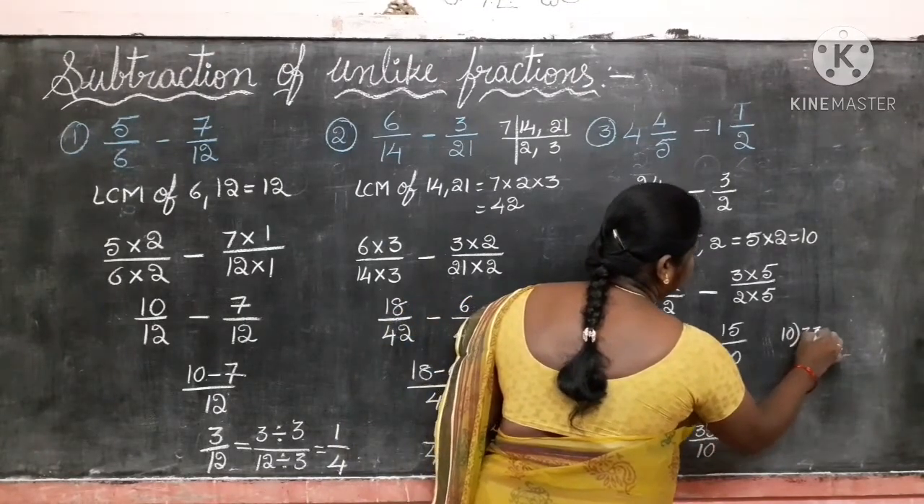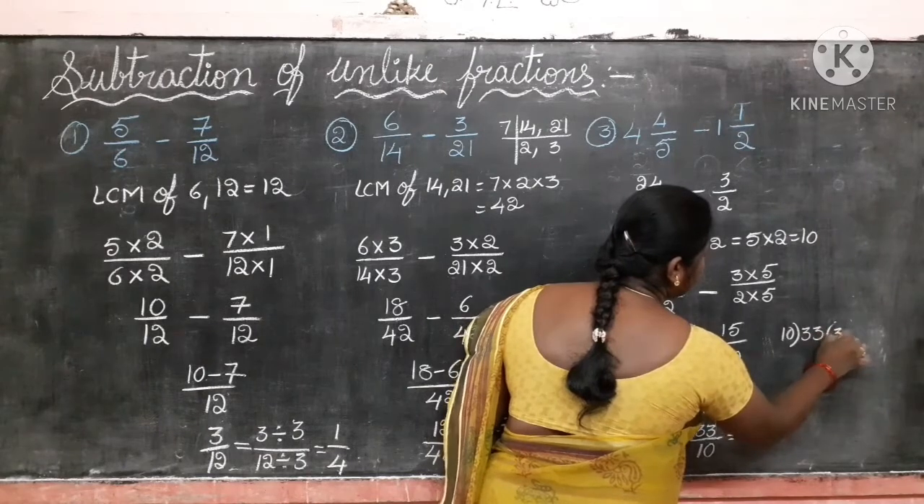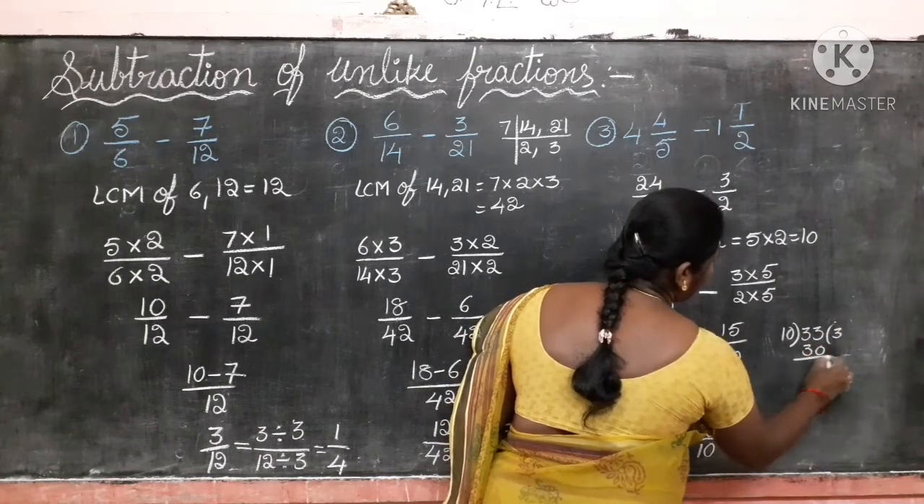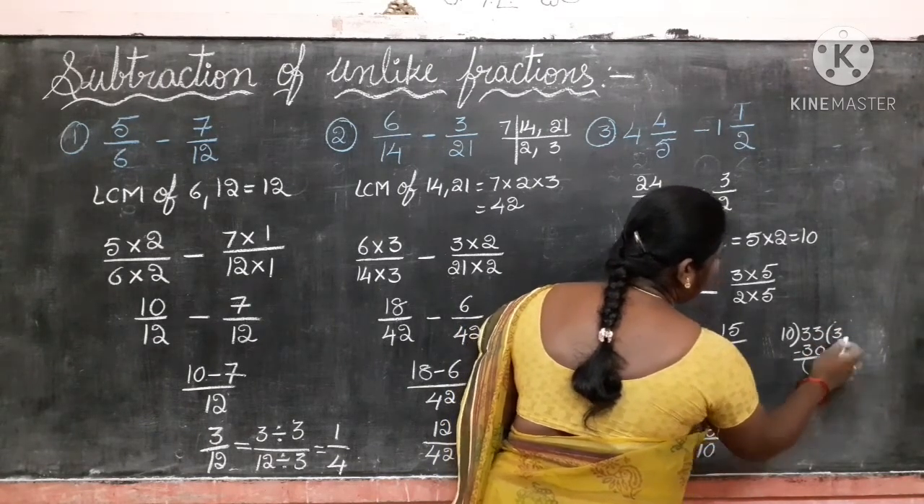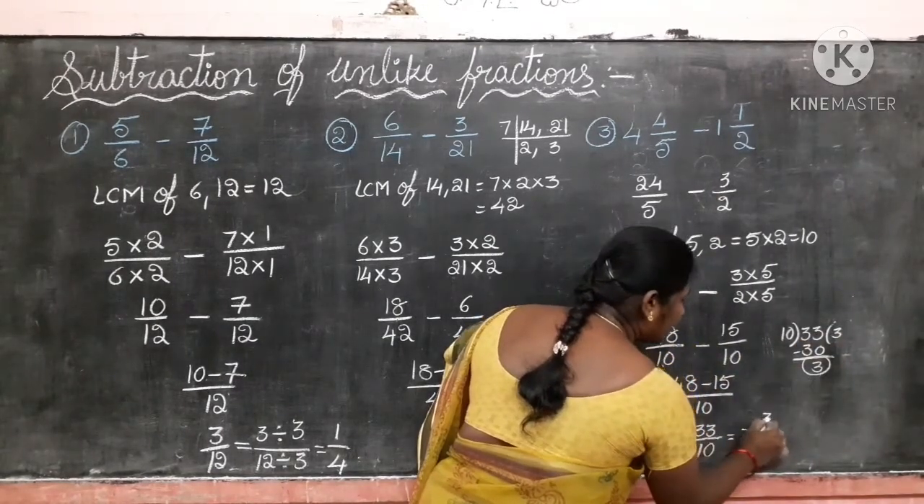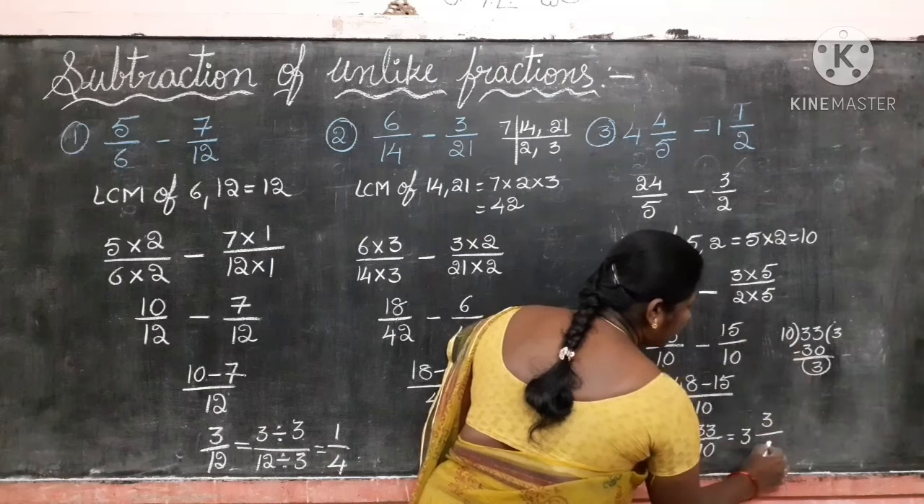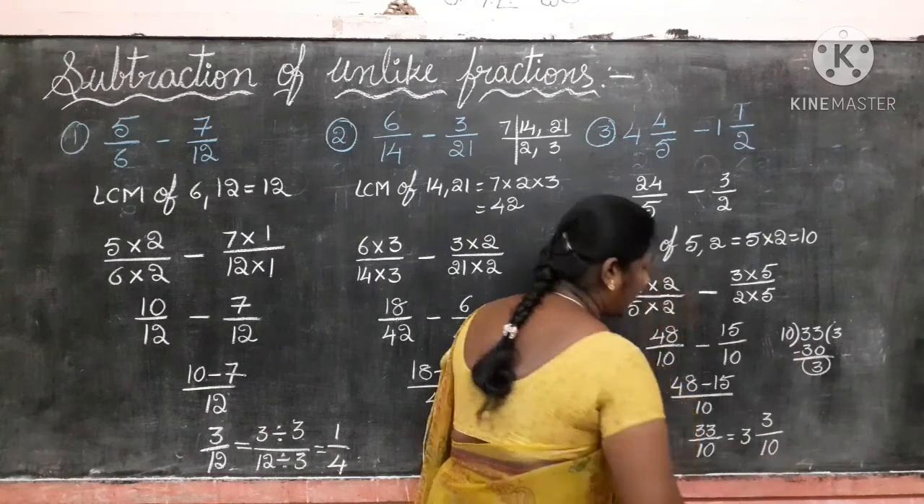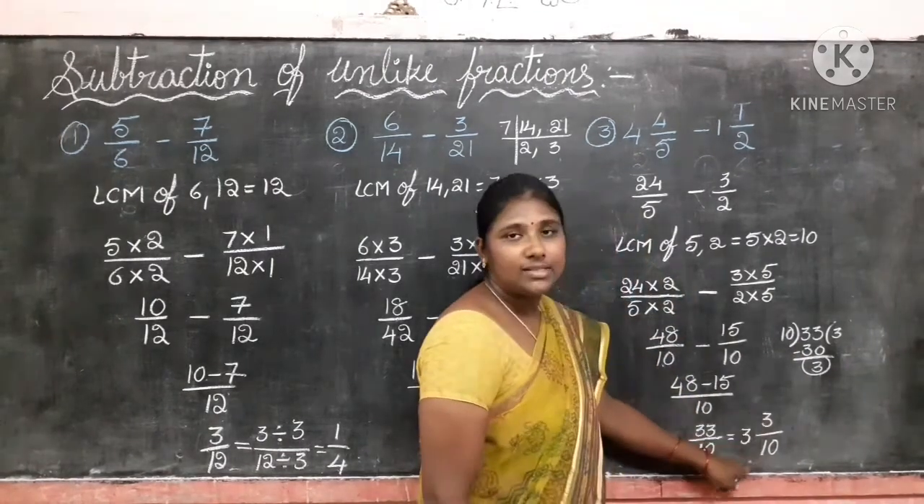10 here, 33. 10 3s are 30. So the remainder is 3. Here what is the quotient? That is the whole number. What is the remainder? That is the numerator. And what is the divisor? That is the denominator. So 3 3 by 10.